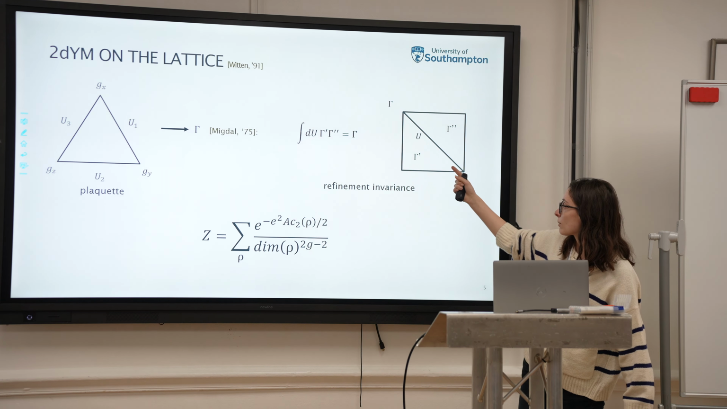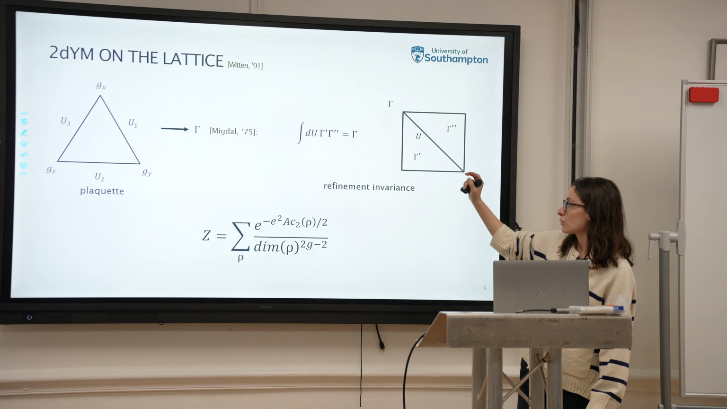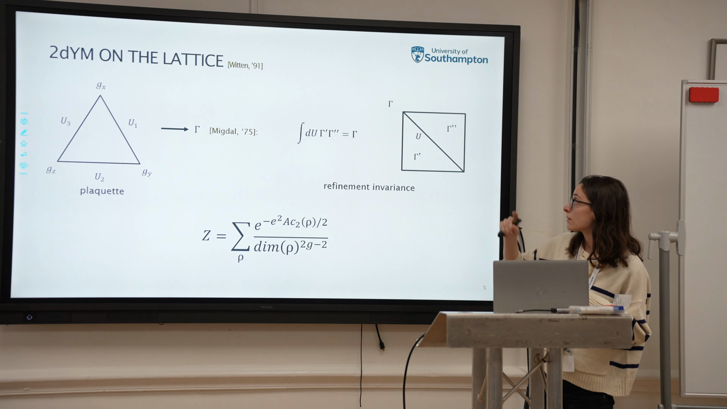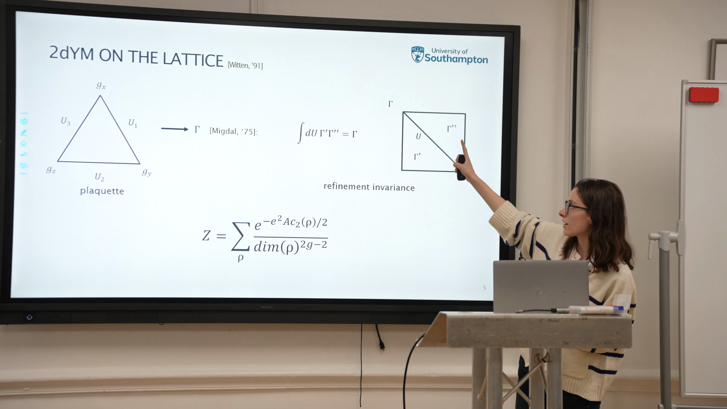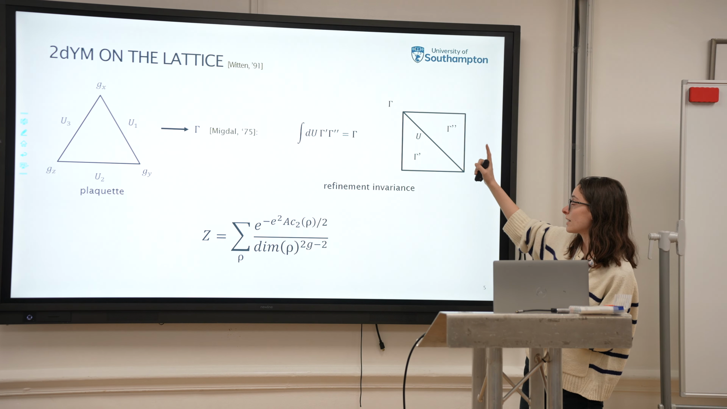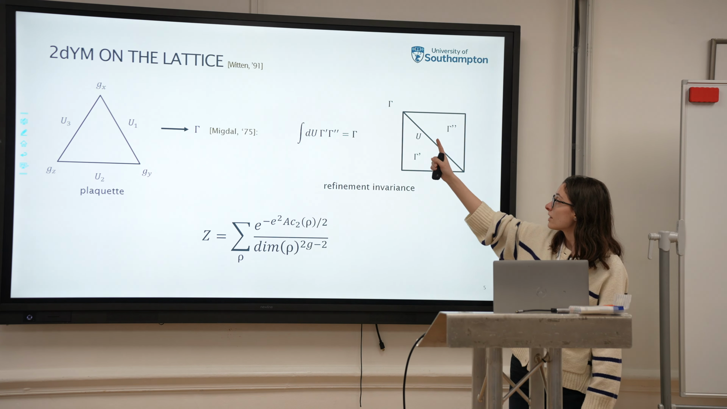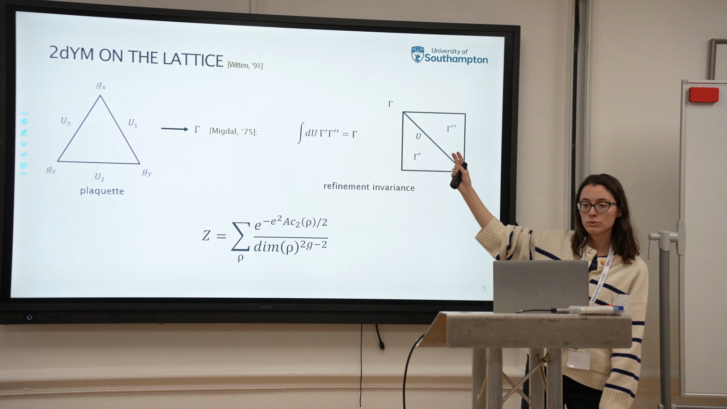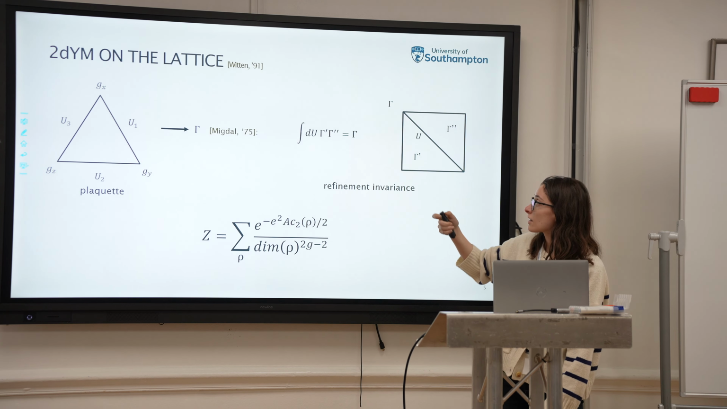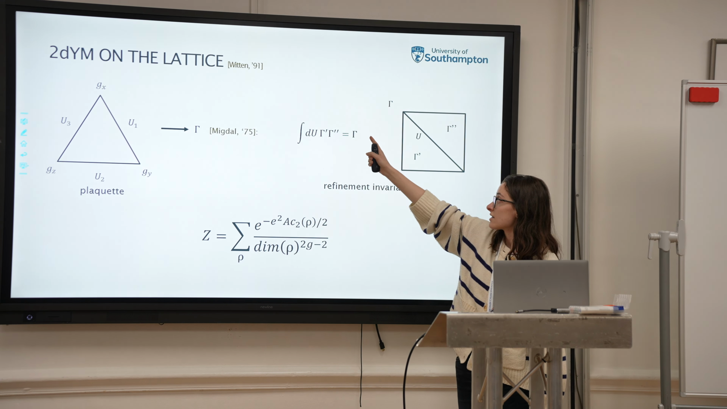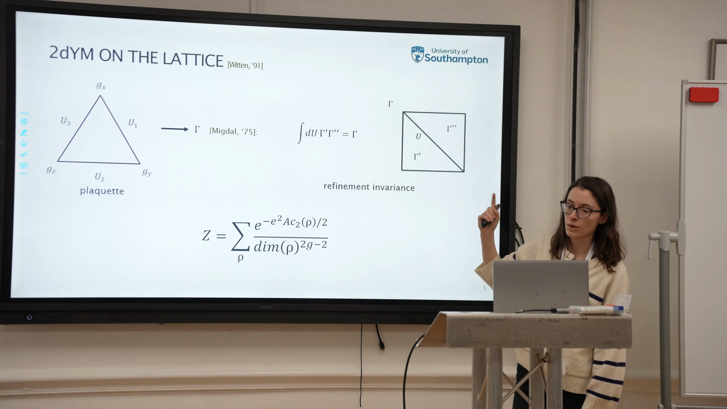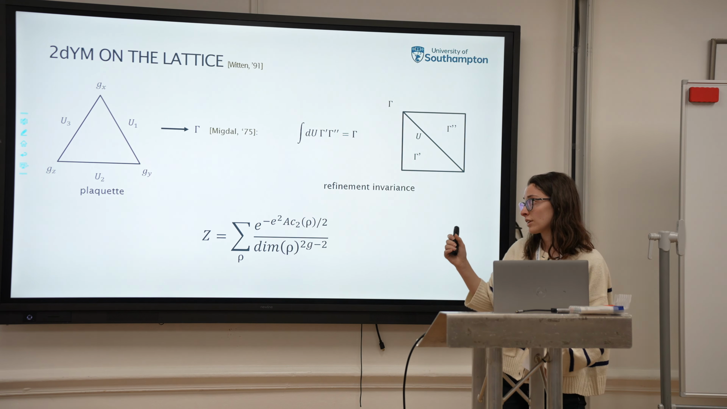So if I start from a triangle to which I assign an action gamma prime, and then I consider another triangle to which I assign the action gamma double prime, and then I glue these triangles together, upon integrating the internal degree of freedom u in the absence of defects, I get precisely the action associated to the bigger square. And this is highly non-trivial.